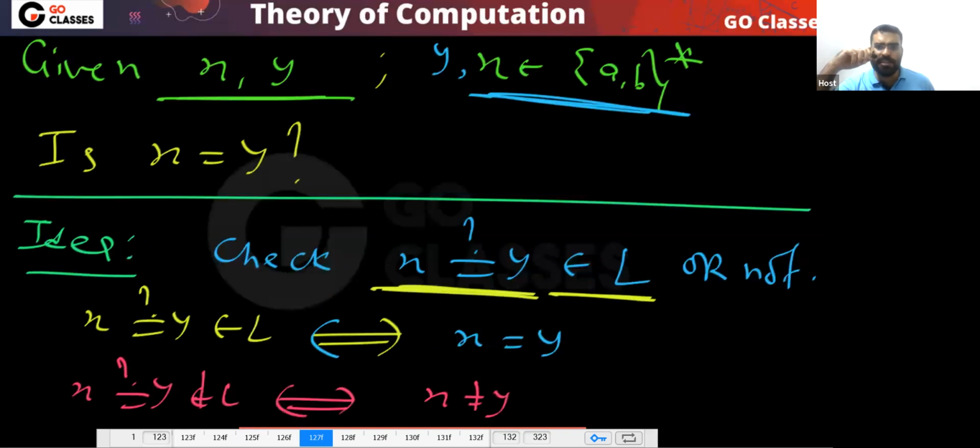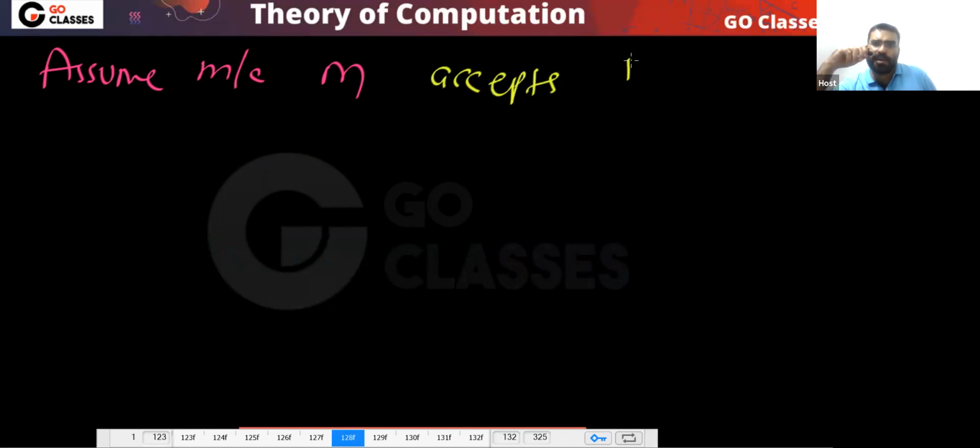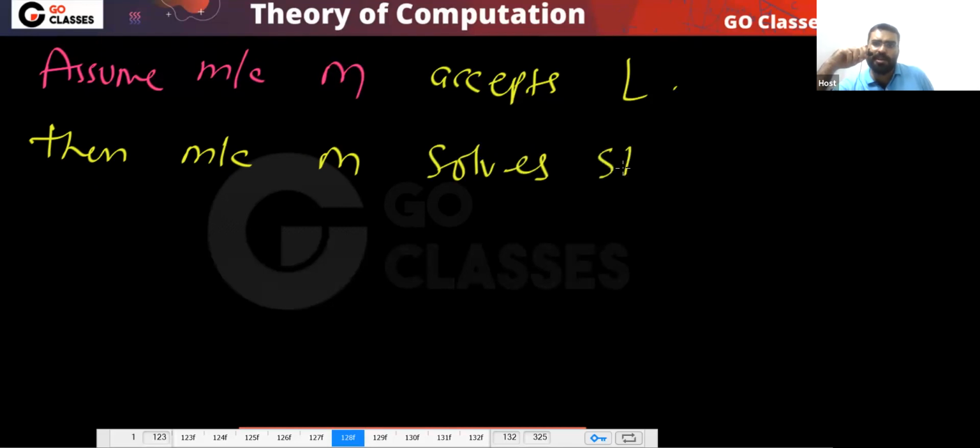Correct? Let's assume some machine is accepting this language. Assume machine M. I don't know which machine M is; this can be any Turing machine. So assume machine M accepts L. Then what can I say? Then I can say machine M will solve the string matching problem.